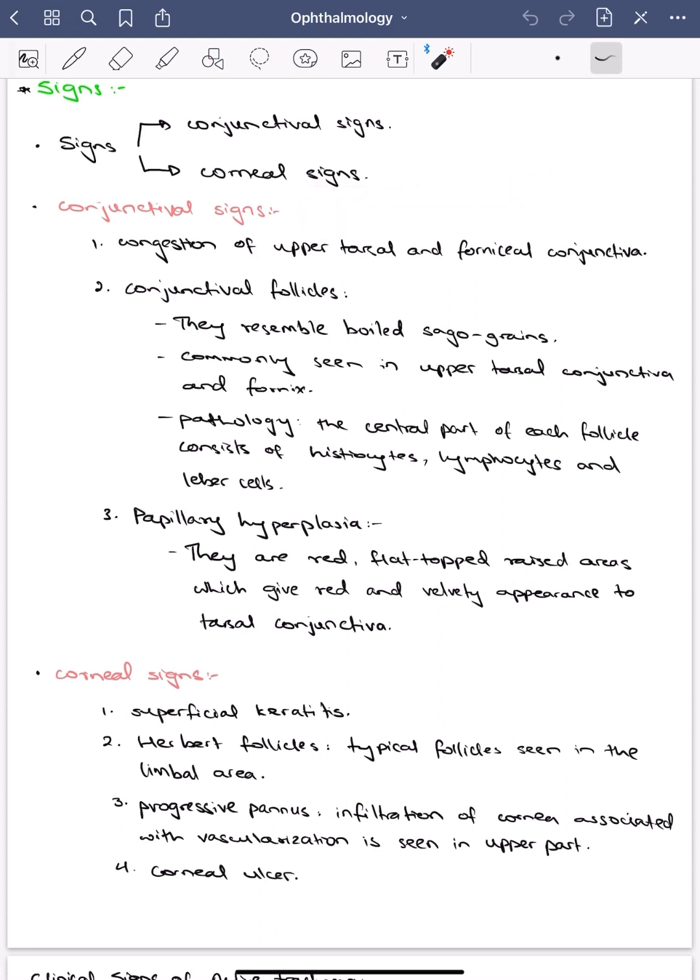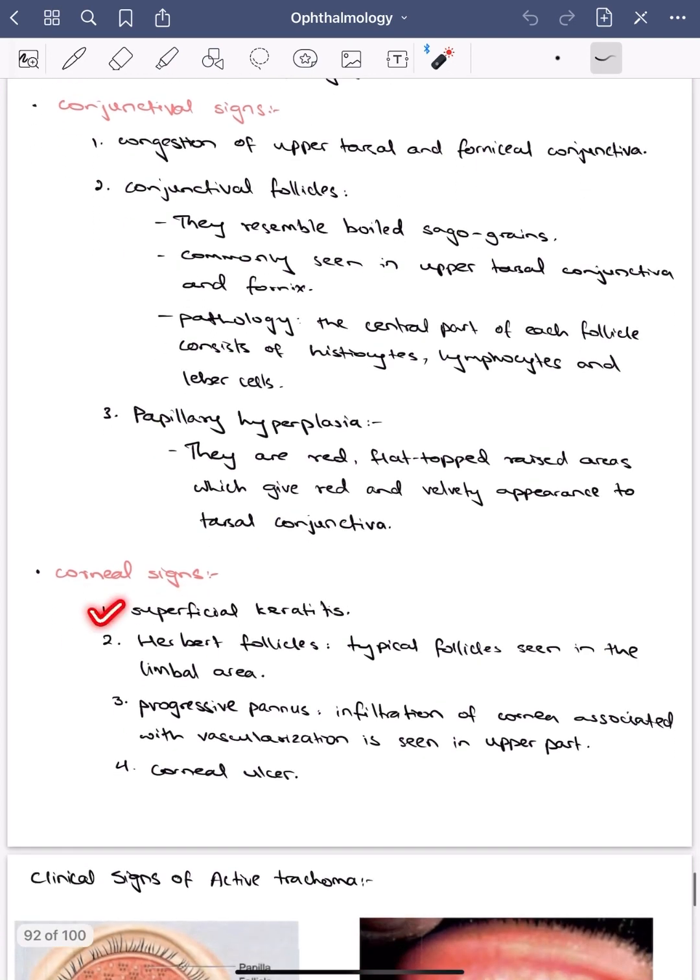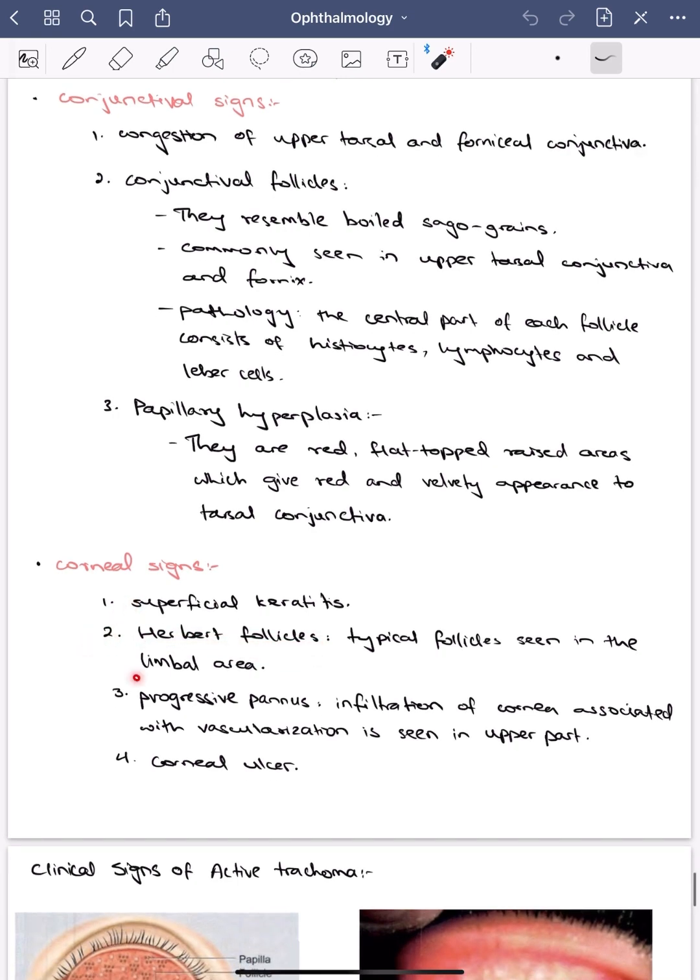The second group is the corneal signs. The corneal signs include superficial keratitis and Herbert follicles. Remember, conjunctival follicles, if seen in the limbal area, are known as Herbert follicles. Third is the presence of progressive pannus. Pannus refers to the infiltration of the cornea associated with vascularization seen in the upper part. And fourth is the corneal ulcer. The important corneal signs are Herbert follicles and progressive pannus.